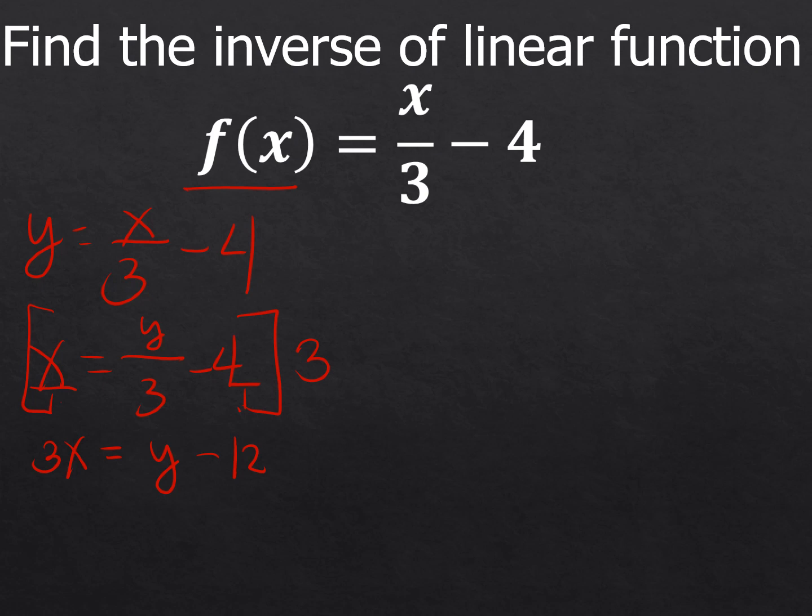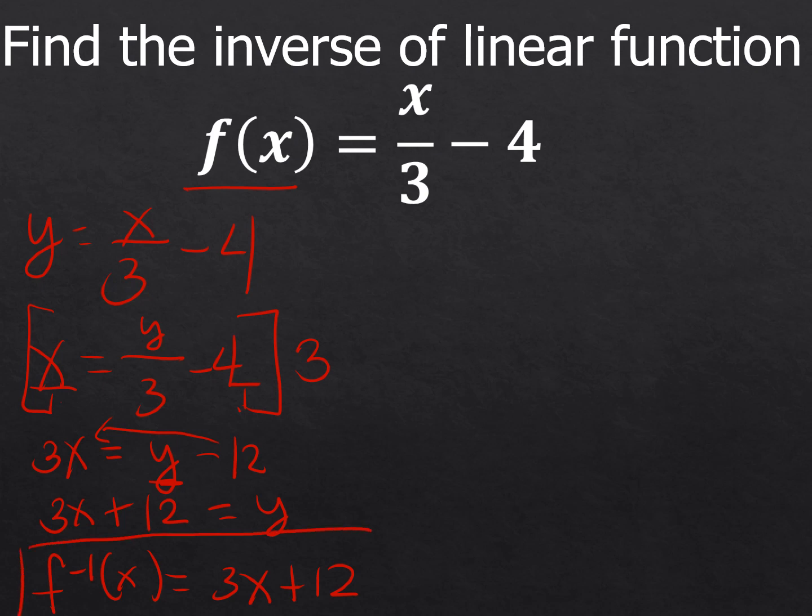After that, we need to find the value of y. Since ito po yung y, kailangan nating alisin yung kanyang katabi by just simply transposing negative 12 to the other side. So it will become 3x plus 12 is equal to y. Now, after finding the value of y, we're going to change y into f raised to negative 1 of x. So it will become f raised to negative 1 of x equals 3x plus 12.